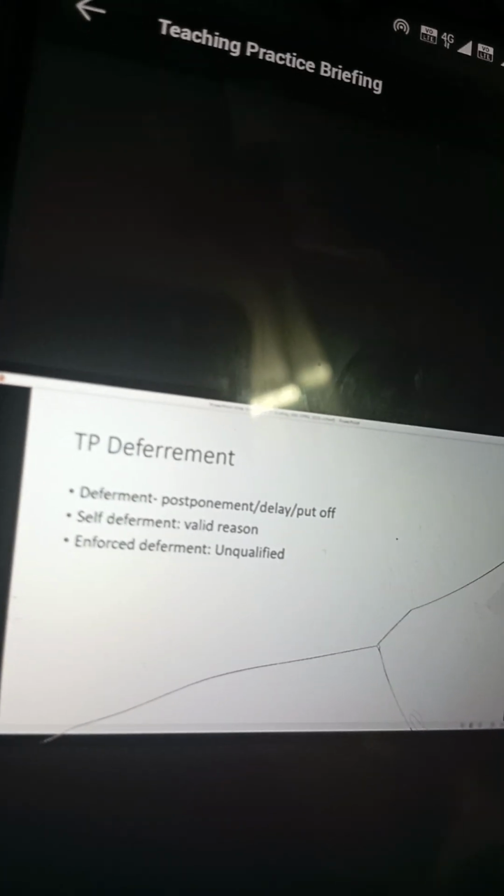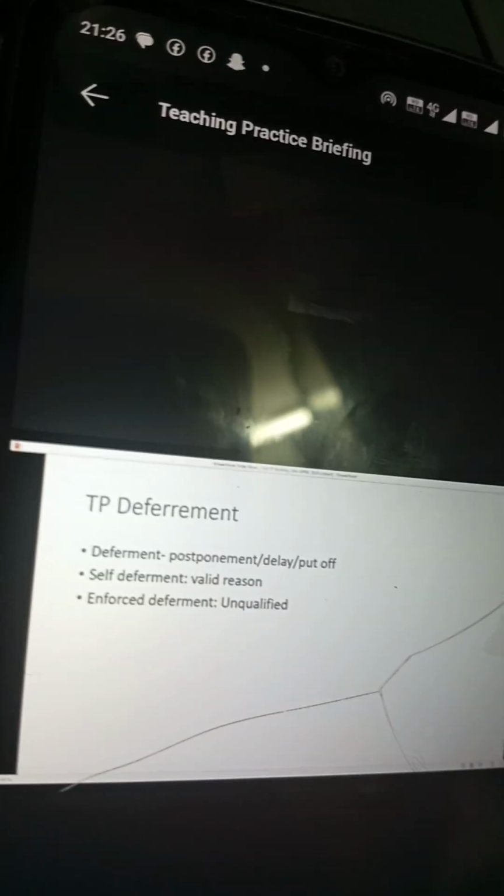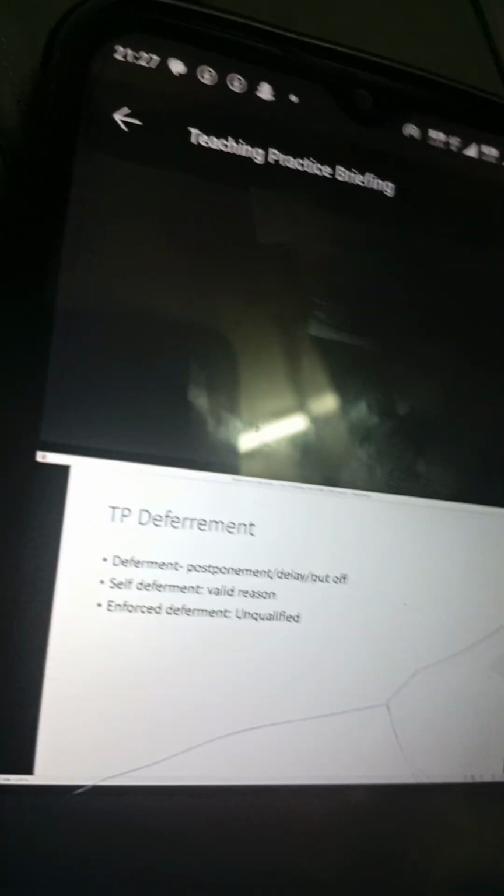It can also be enforced deferment. Enforced is where you are not qualified. You have a fee balance, you have a missing unit, or any other reason. For example, you did not secure a teaching practice. We can defer you until you do not go for TP, or you have an exam or practice because of ABC. So those are some of the reasons you can be deferred.